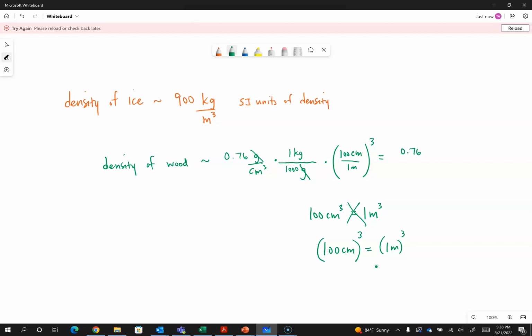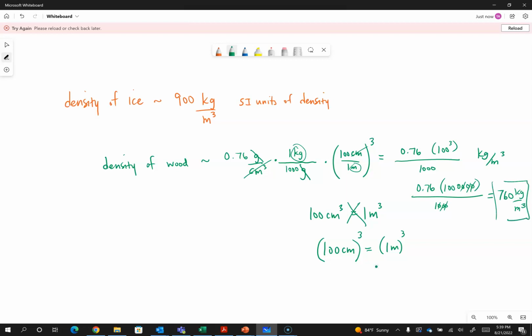So our answer, the centimeters cubed will cancel out. We'll have the 0.76 times 100 cubed over 1,000. And then the units will be kilograms per meter cubed. So we would end up with 0.76 times 100 cubed over 1,000, which you can totally, of course, use a calculator to solve. We would get 760 kilograms per meter cubed.